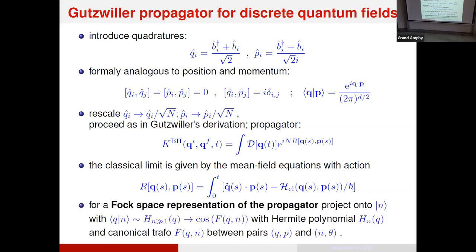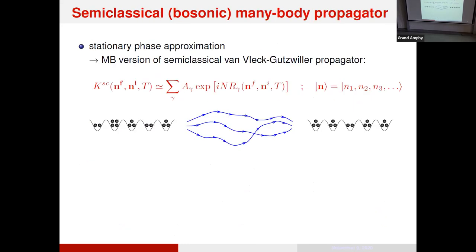Now, at the end, however, we would like to have a propagator in Fock space. And so we need to get back from this representation in QP space, the quadrature representation, to particle numbers. And you can do this by a closure relation. You have to compute projectors, projections. They turn out as Hermite polynomials that, in the large n limit, where you get more and more classical, are related to canonical transformations between the QP variables and our new action-angle variables. So n is now the particle number, and the corresponding conjugate variable will be an angle.